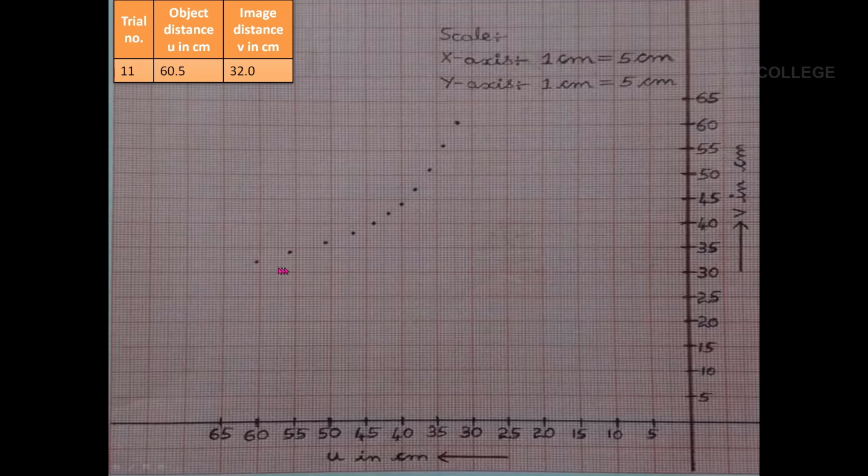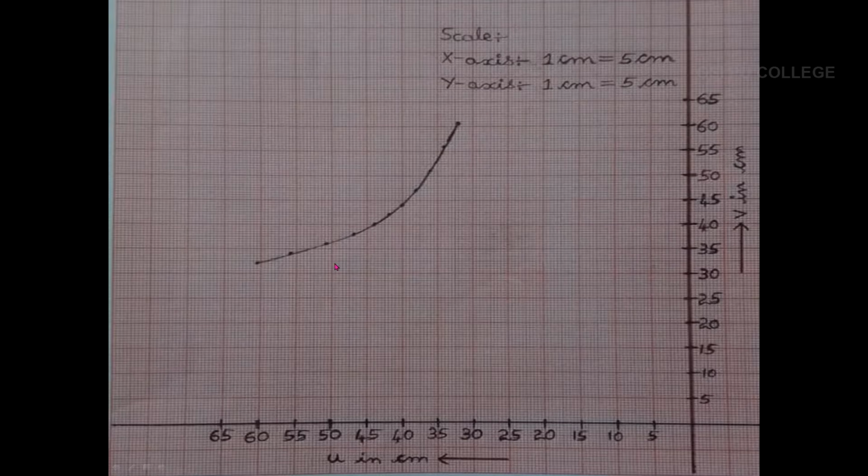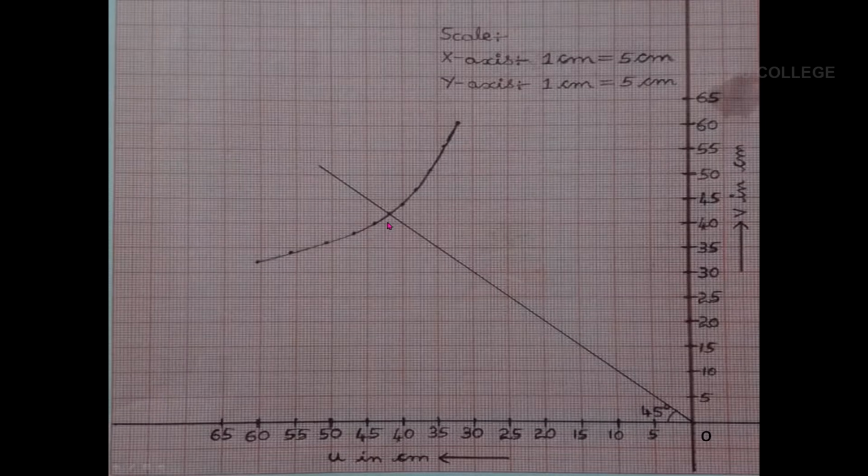Okay, so we have plotted all the points now. Now we have to draw a curve using these points. We have to draw a smooth curve from this point to here. Let's plot it. Yes, so this is a curve what we have obtained. Now we have to draw a bisector at a point where we got the object distance and image distance the same. Yes, so this is a bisector drawn to a point where we get the object distance and image distance the same.